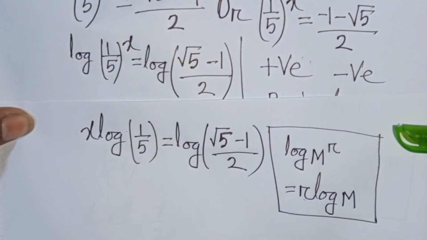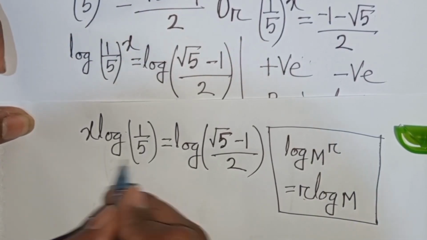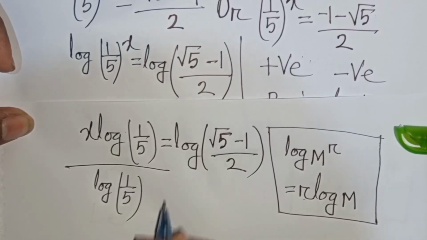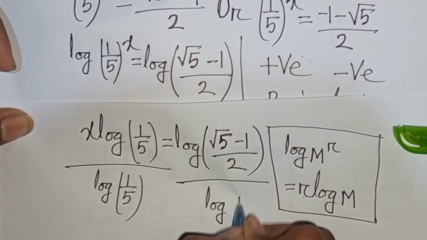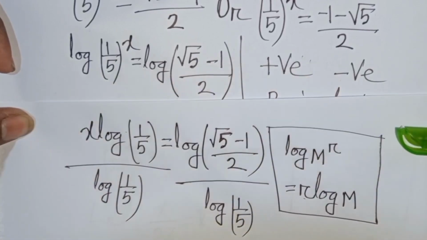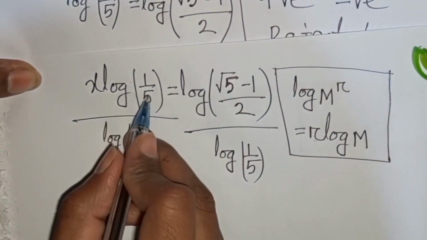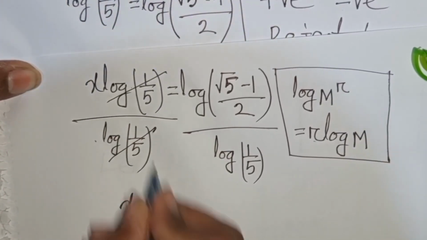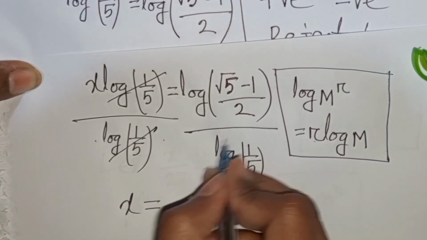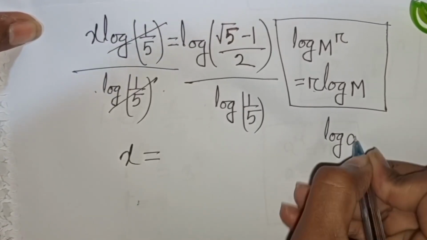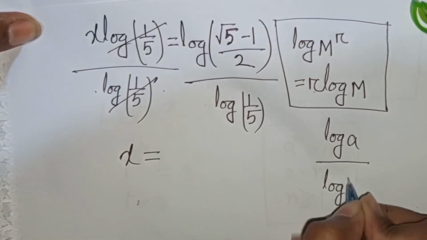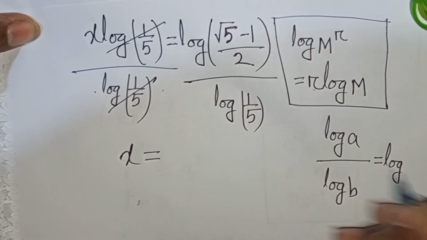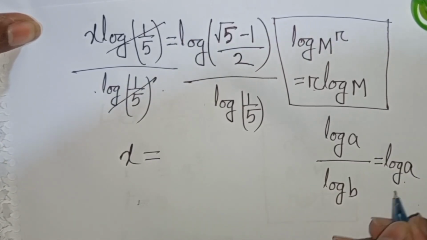Now we need the value of x, so we divide by log of 1 by 5 on both sides. Now we see this log of 1 by 5 will be cancelled. So here x will be equal to, here we can apply this formula, log a divided by log b is equal to log a base b.